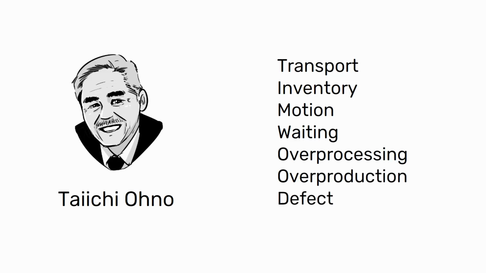Taiichi Ono, in his book Toyota Production System: Beyond Large-Scale Production, has defined overproduction as the father of all waste, and therefore the first of the waste to be eliminated. You can easily remember the seven wastes through an acronym, TIM WOOD.